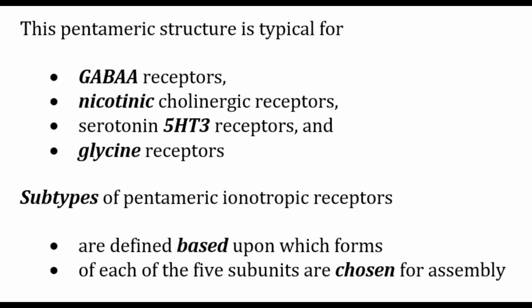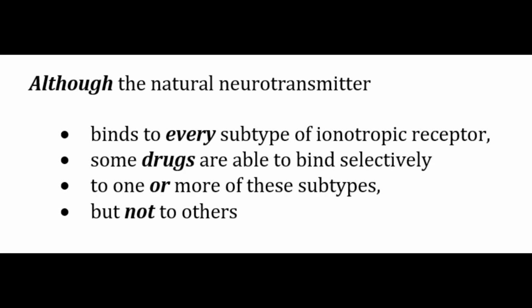The subtypes of these pentameric receptors are defined based upon which form of each of the 5 subunits are chosen for assembly. Although the natural neurotransmitter binds to every subtype of ionotropic receptor, some drugs are able to bind selectively to one or more of these subtypes, but not to others.